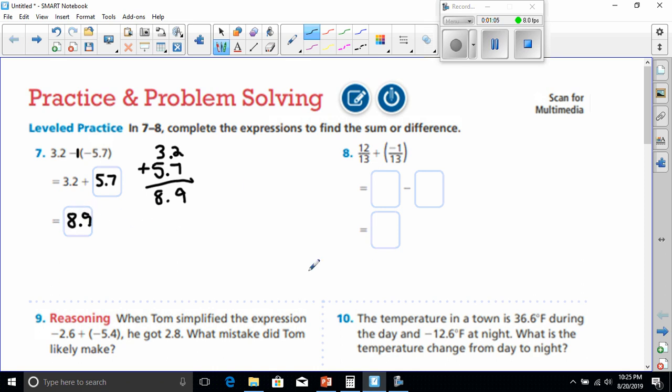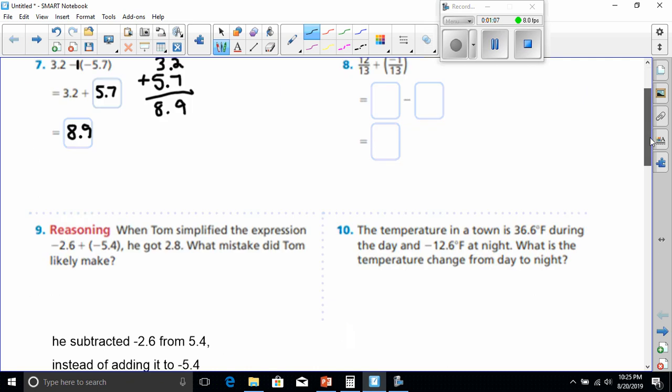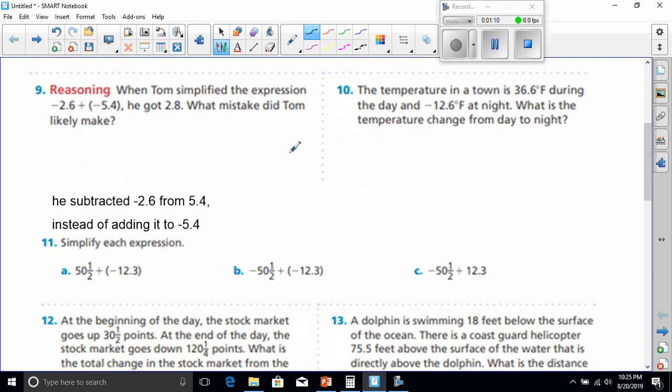All right, we're off and running to number 9 now. Number 9 says when Tom simplified the expression negative 2.6 plus negative 5.4, he got 2.8. What mistake did Tom make? Well, we got to remember that whenever we're combining two numbers, when the signs are the same, we add them, we don't subtract. And that's what it looks like Tom did. He took 5.4 and he subtracted 2.6 from it. Does everyone see that?